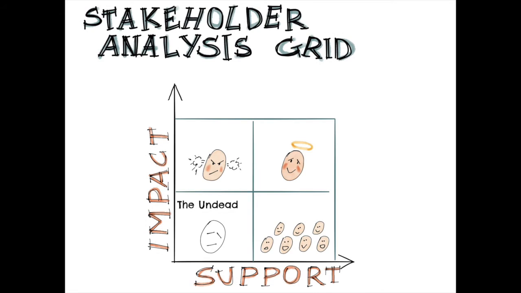Those people in the bottom left-hand quadrant are called the undead. They simply give you no support and have little impact within the organisation. We then have the networkers who support you, but to be quite honest, they don't have very much impact within the organisation.